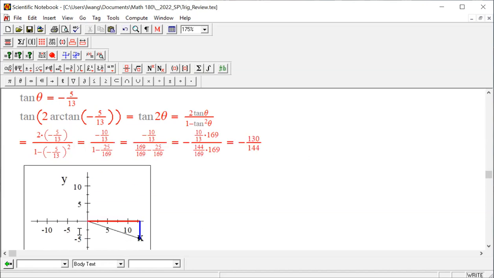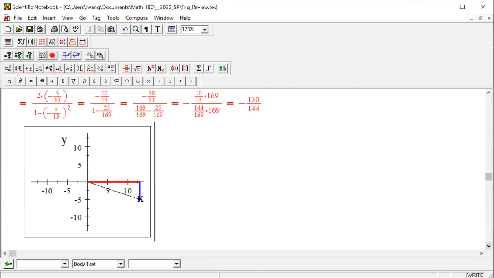Is the picture necessary? I would say the picture is optional. Okay, that's it.